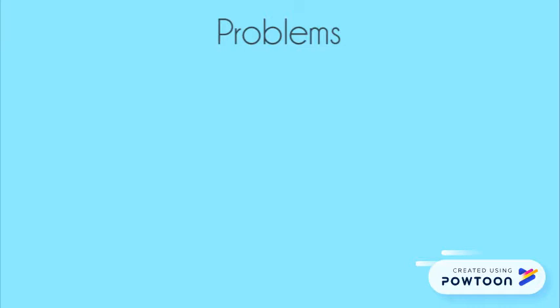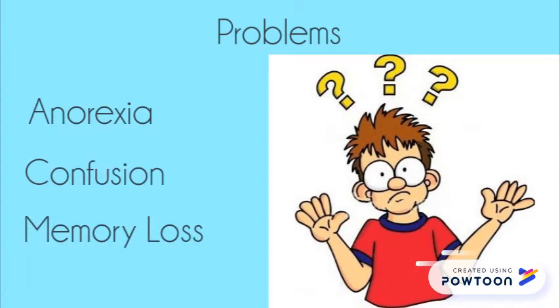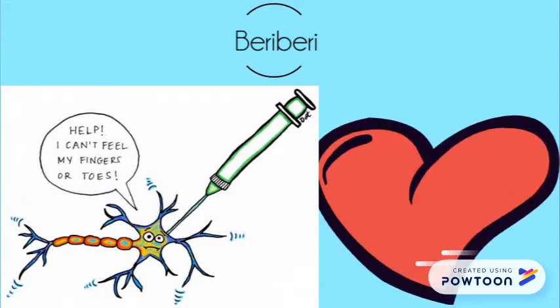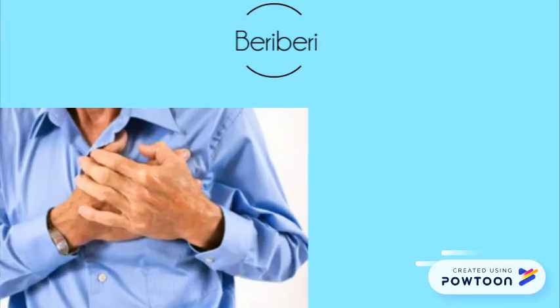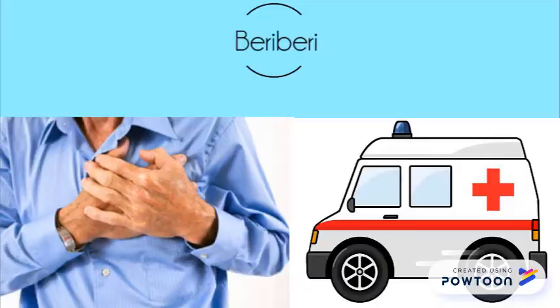At first, the deficiency can lead to weight loss and anorexia, confusion, and even short-term memory loss. The most common effect of thiamine deficiency is beriberi. This disorder is characterized by impairment of the nerves and heart. Nerves can be degenerated and lead to muscle atrophy and loss of reflexes, which is dry beriberi. In wet beriberi, there is an overabundance of fluid in the tissues, resulting in cardiac failure and poor circulation.